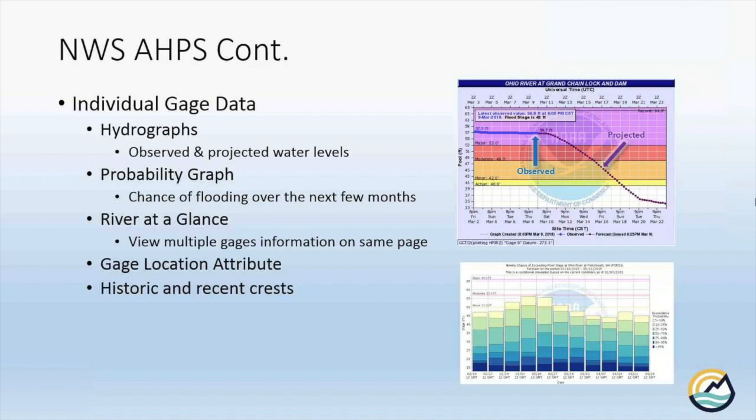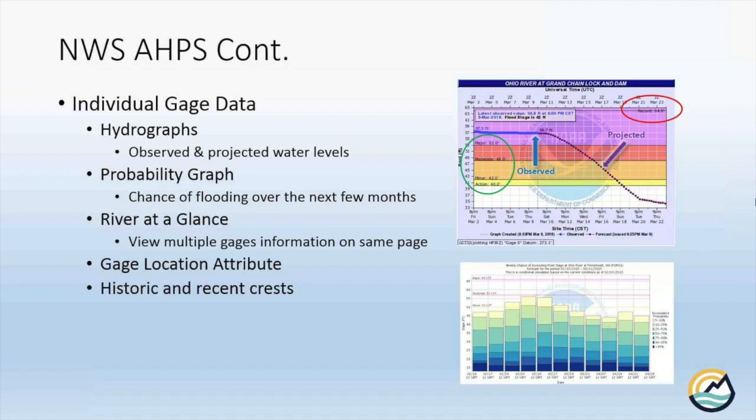Again, I mentioned that color coding, the red, yellow, orange, and purple. That corresponds with the flood elevations there. So, flood stage at Grand Chain Lock and Dam on the Ohio River is 42 feet. Moderate flooding is 48, and then major flooding is 53 feet. It also shows you, when you get up high, the record flood. So what's the highest the water's ever been? So these hydrographs really give you an idea of, oh, is the water going up or is it going down?